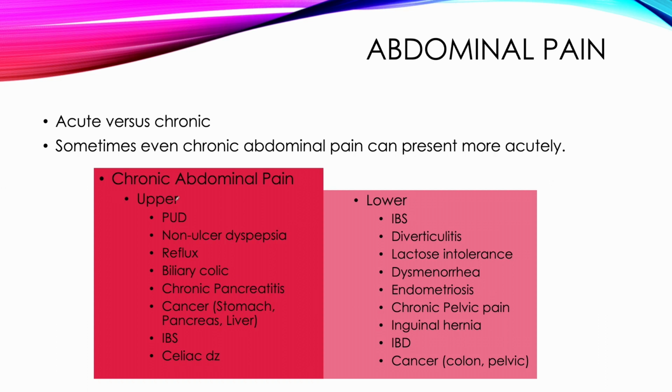And so when we classify chronic abdominal pain, upper GI wise, we're thinking things like peptic ulcer disease, dyspepsia, reflux, biliary colic, pancreatitis, cancer in multiple places, IBS and celiac. That's our chronic upper abdominal pain list. And then the lower can be, again, IBS, diverticulitis, lactose intolerance, dysmenorrhea, which is not a GI complaint but is a GU or female-type issue, chronic pelvic pain. We have some hernias on here, IBD, and cancer.